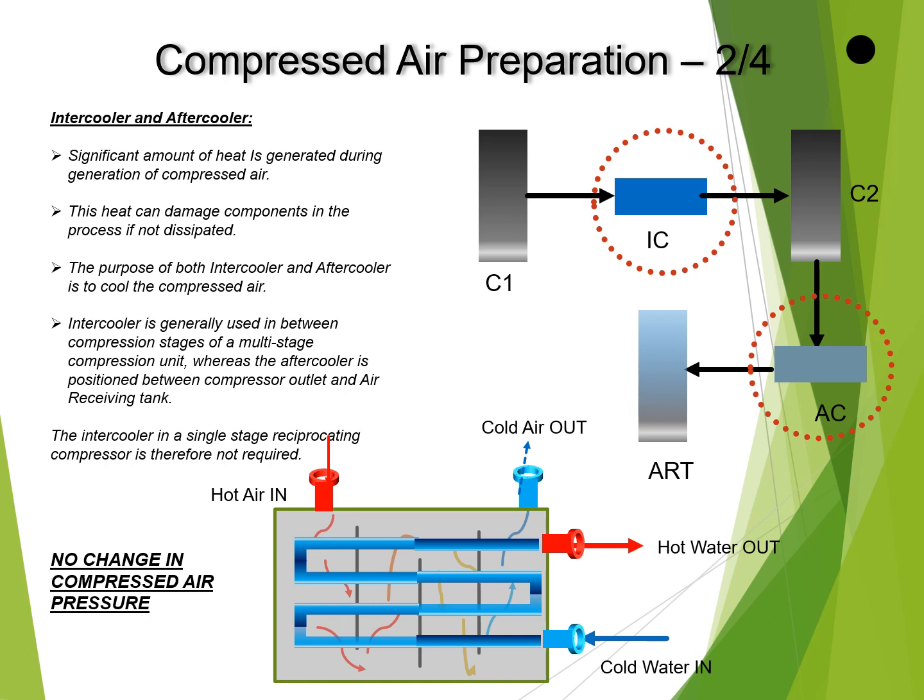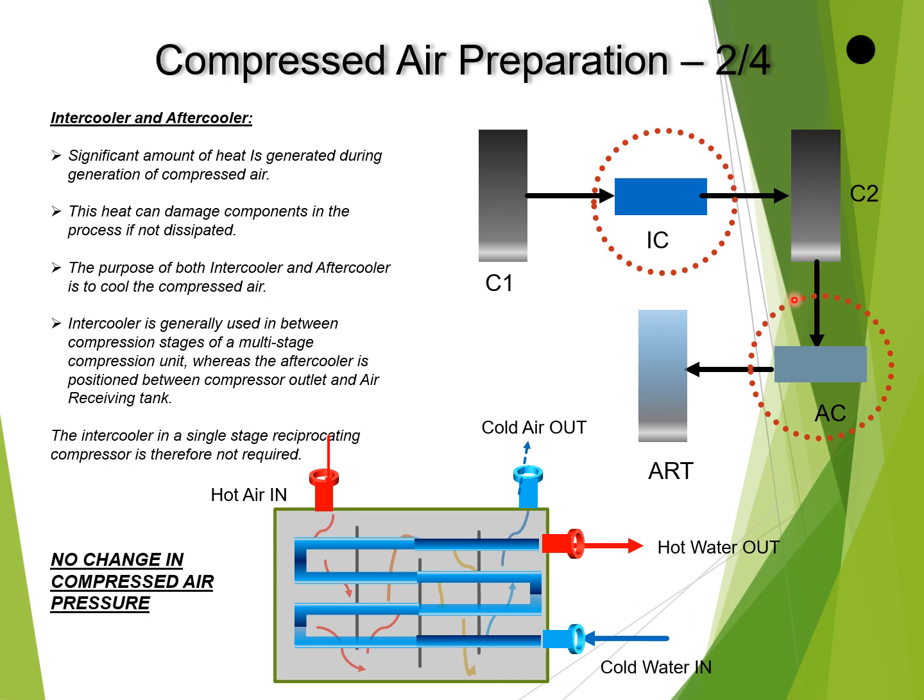A significant amount of heat is generated when we are compressing the air or when we are generating the compressed air. As we have seen before also, an intercooler is installed if the compressor is multi-staged. So the compressed air generated in the first stage passes through the intercooler, which removes some of its heat, and then it is fed into the second compressor.